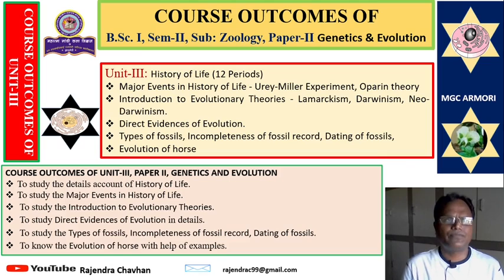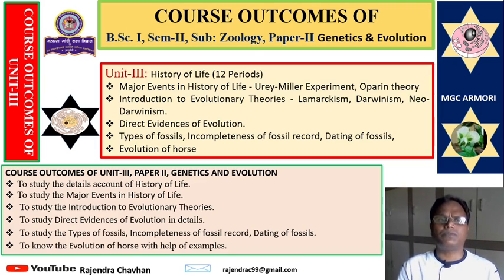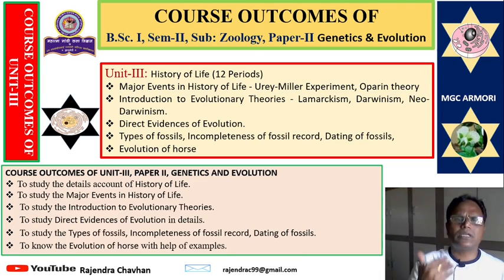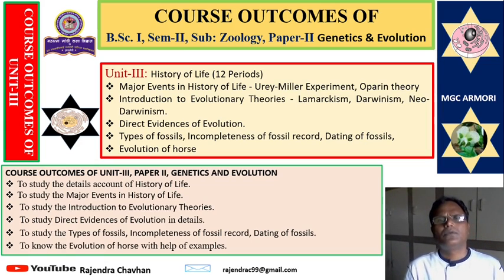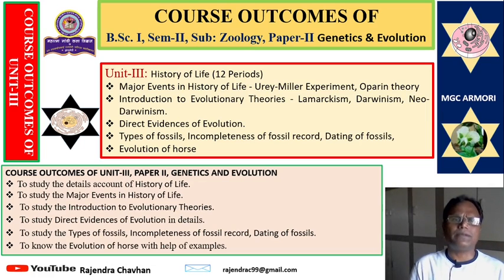the history of life, how life originated, which major events of life history, according to the Urey Miller experiment. Urey Miller experiment ने क्या बताया, Oparin theory ने क्या बताया? This is our outcomes: to study the detailed account on the history of life, to study the Urey Miller experiment, to study the Oparin theory, evolutionary theories, Lamarckism, Darwinism, Neo-Darwinism. These types of study we will study in unit number 3.